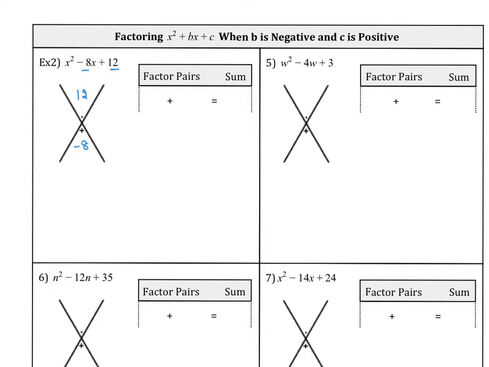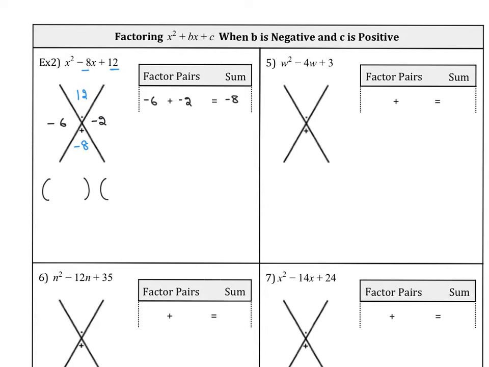You're looking for two numbers. When you multiply, you get 12. And when you add, you get negative 8. So whenever you have a positive multiplication, it means that either you're multiplying two negative numbers or two positive numbers. In this case, we have to multiply two negative numbers because negative 6 plus negative 2 is negative 8. So that's why the two numbers we found are negative 6 and negative 2.